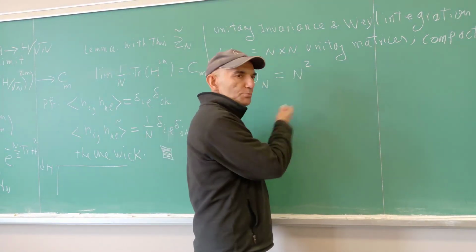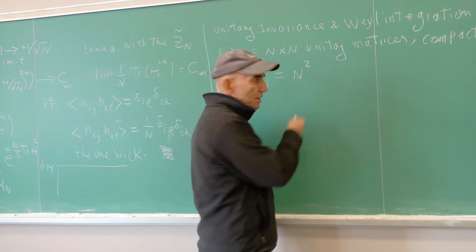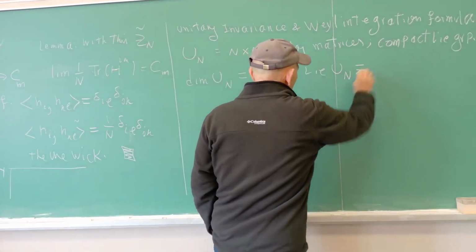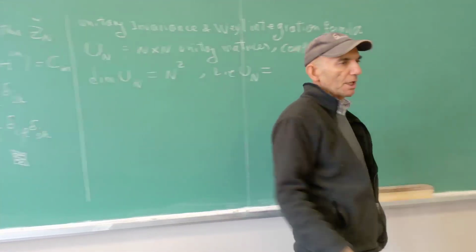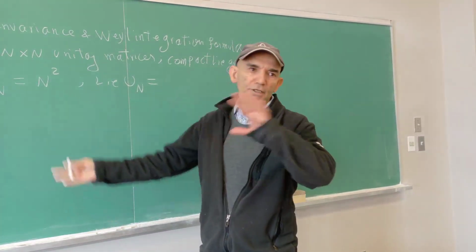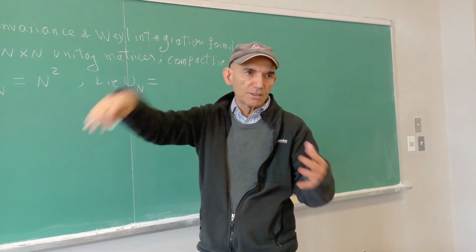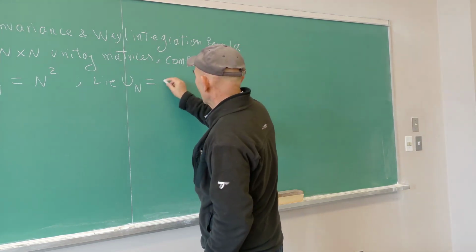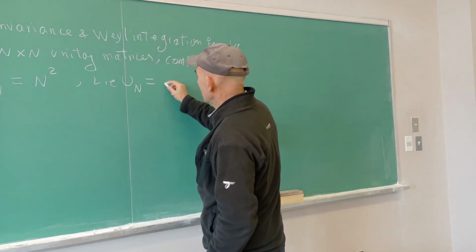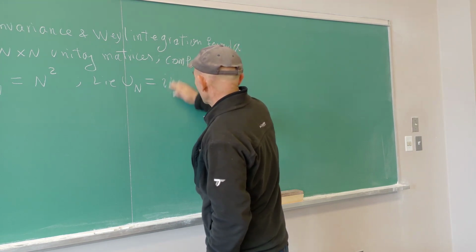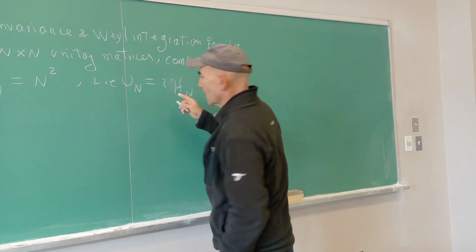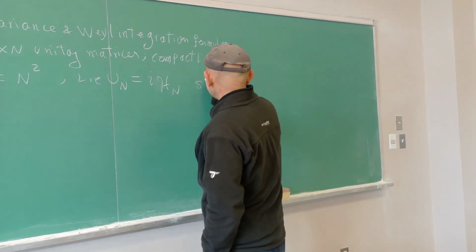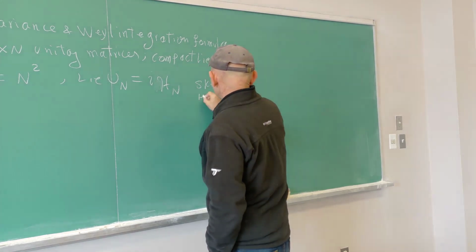In fact, to see that, you can compute the dimension of its Lie algebra. The Lie algebra of this group is the set of skew Hermitian n by n matrices, because if you have a curve of unitaries and you differentiate that identity, you get Hermitian. So Lie(U(n)) is i times H_n, the skew Hermitian n by n matrices.